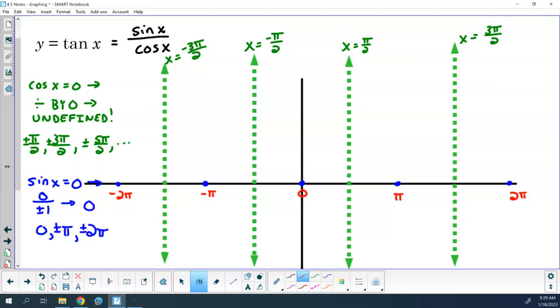Let me ask you this question next. What is the next easiest value to find for tangent? Remembering that tangent is sine over cosine. When they're the same thing, because then tangent would be equal to 1. Okay? So we'll put this one way over here. Where is tangent equal to 1?